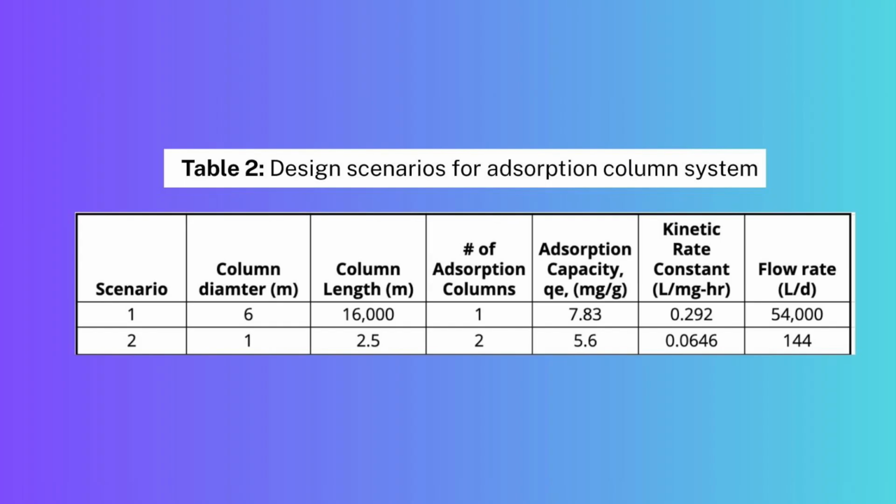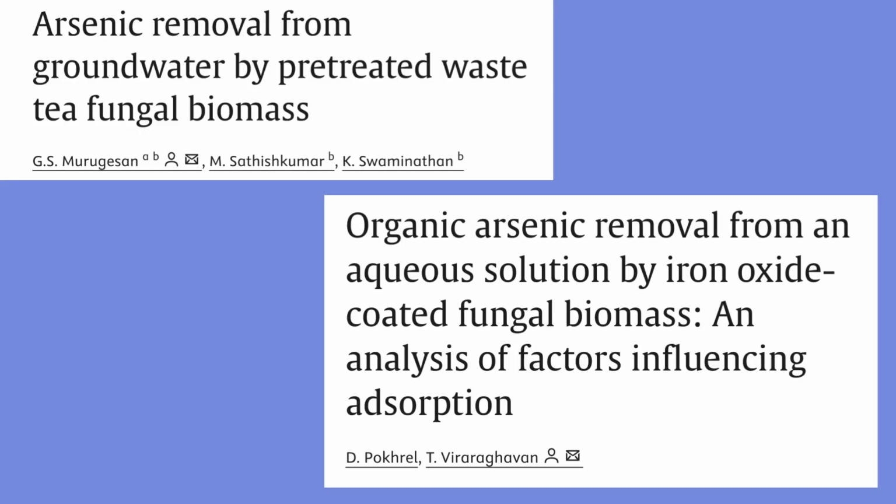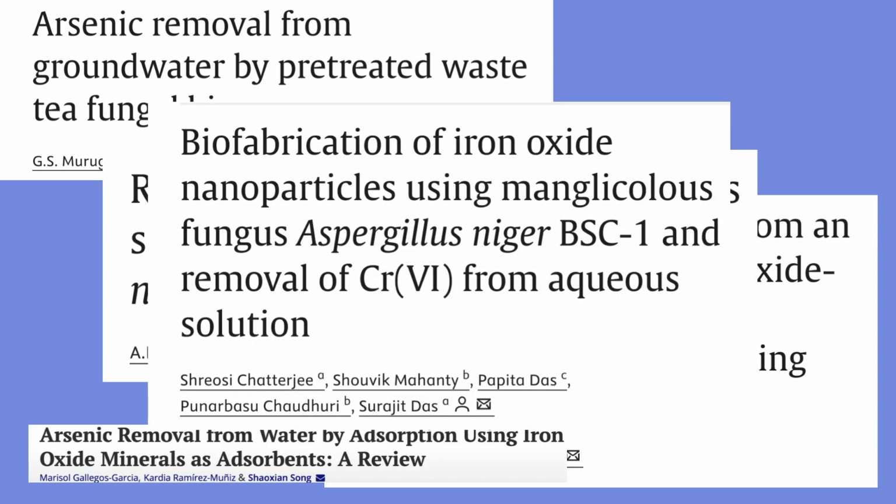Since our experimental results gave us unrealistic design parameters, we scaled the system down to a much smaller flow rate and used kinetic values and bioabsorption capacities from literature. This gave us a 2.5 meter long column with a breakthrough time of 1 week. While more manageable, this is still a pretty large column for a low flow. Still, fungi continue to show strong potential for heavy metal removal, and researchers have found ways to enhance their bioabsorption capacity through things like iron oxide coatings.